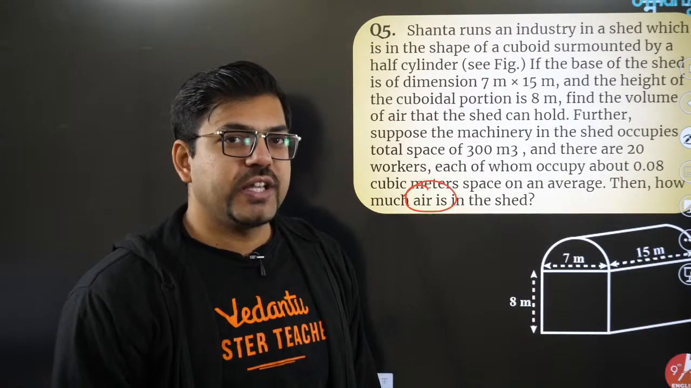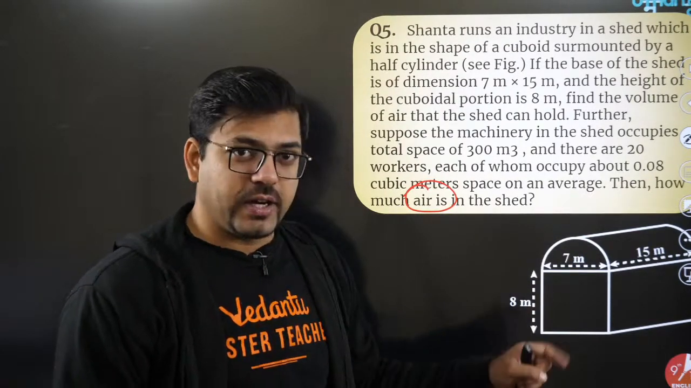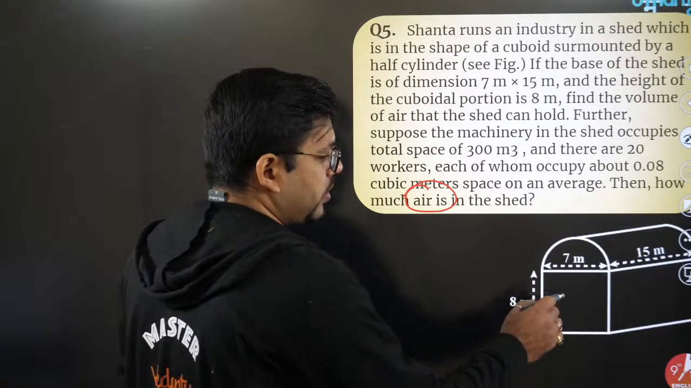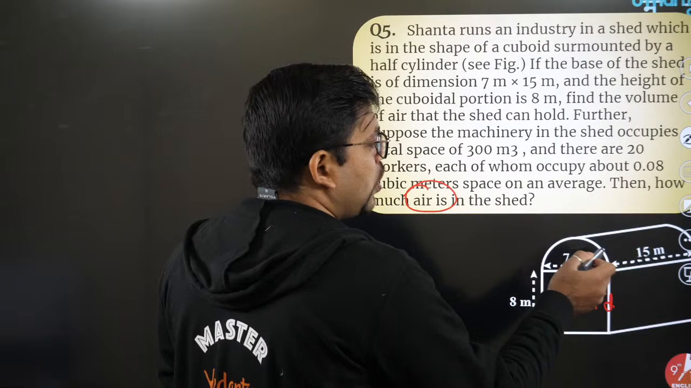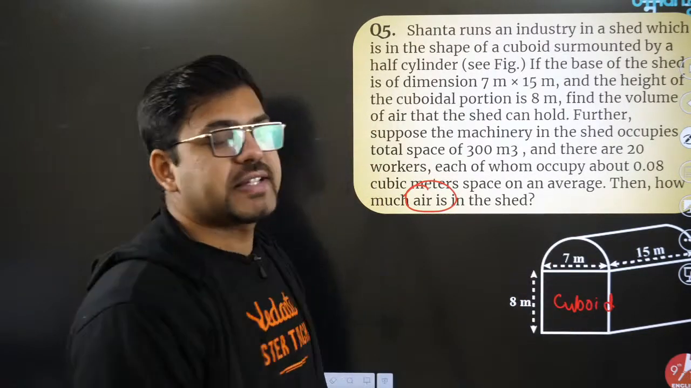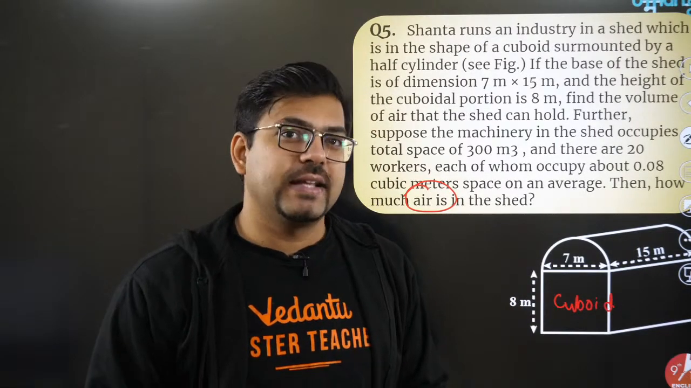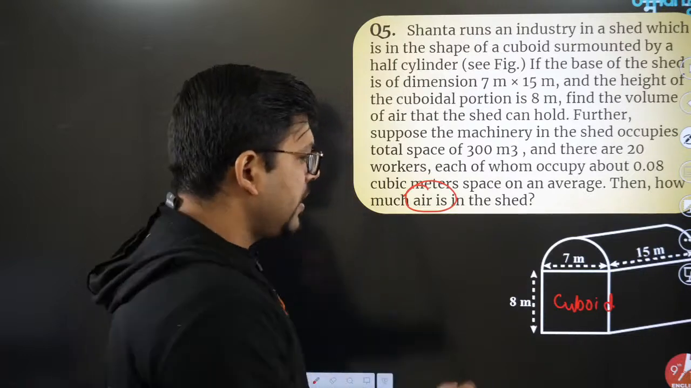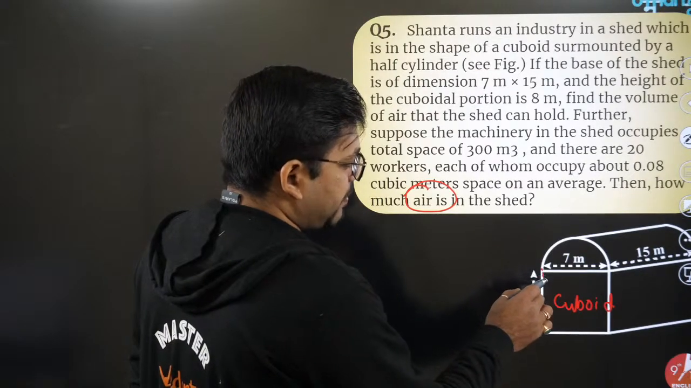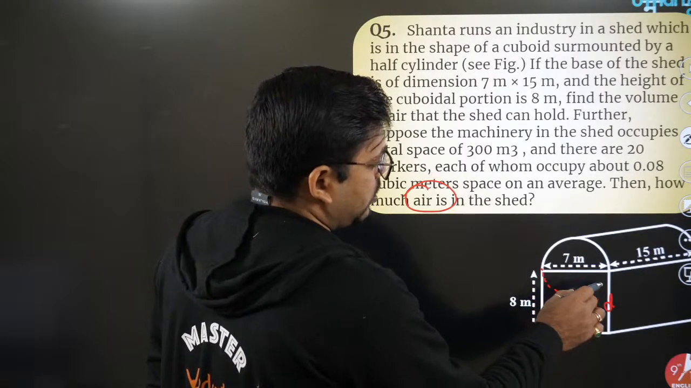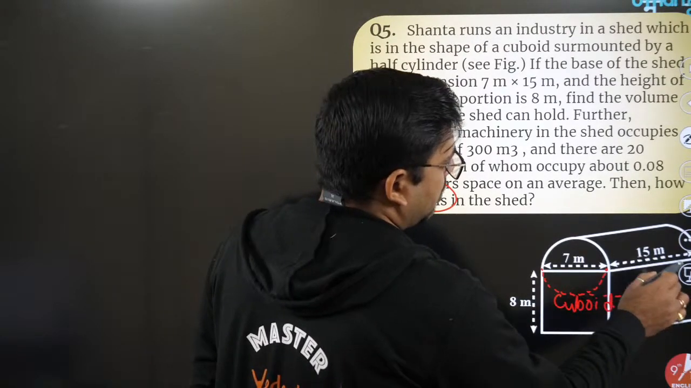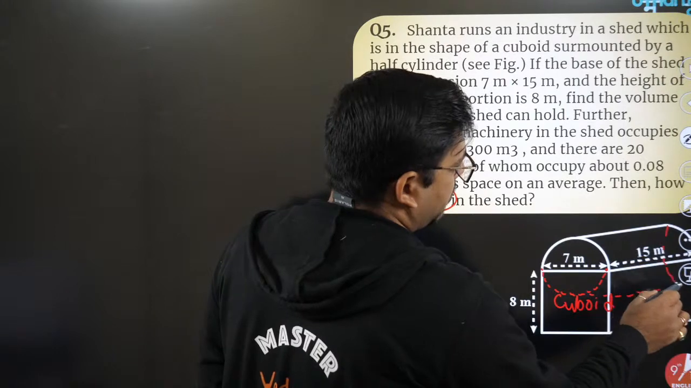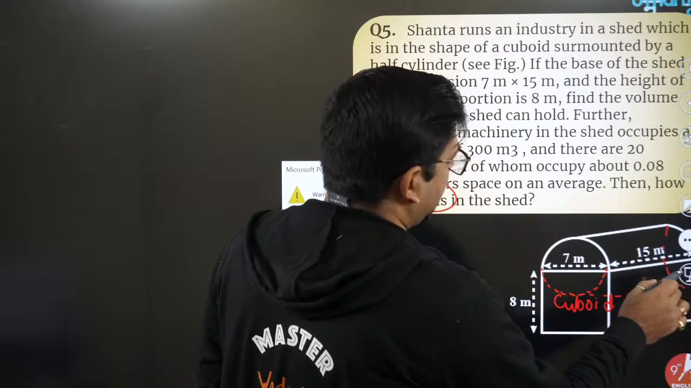Are you able to see that this figure is made up of a cuboid? This is a cuboid, plus the upper portion. Upper portion is actually half of the cylinder. Because if you would have made it complete like this, this would have been a cylinder.